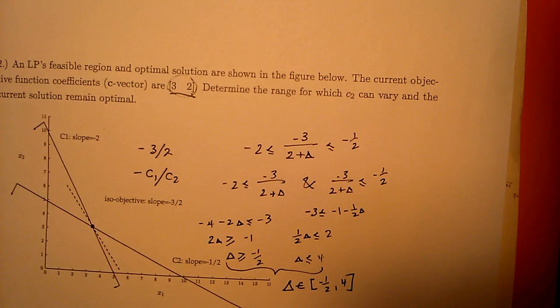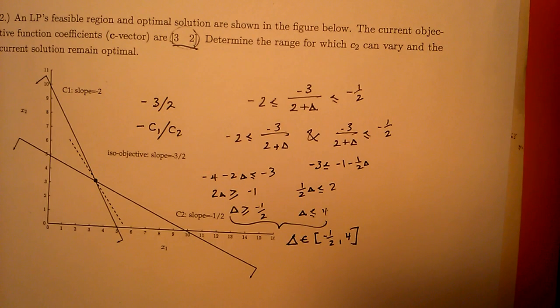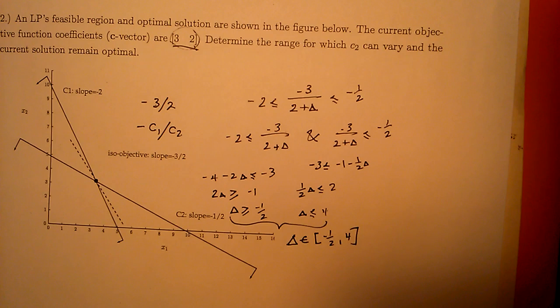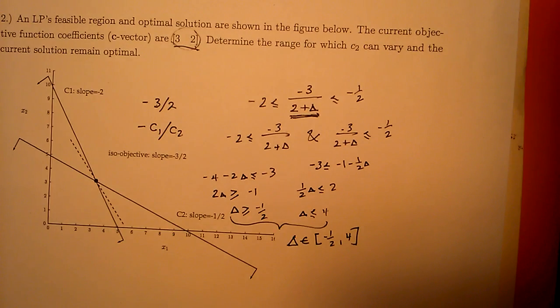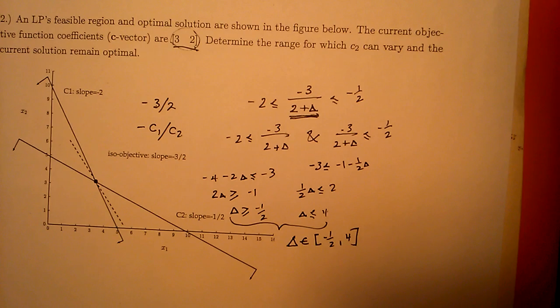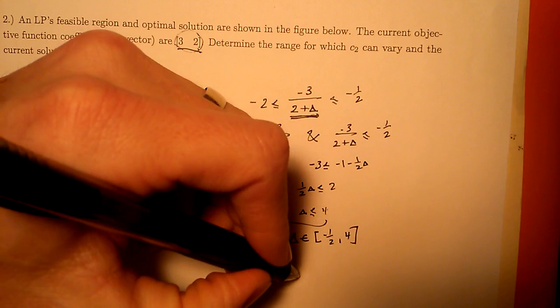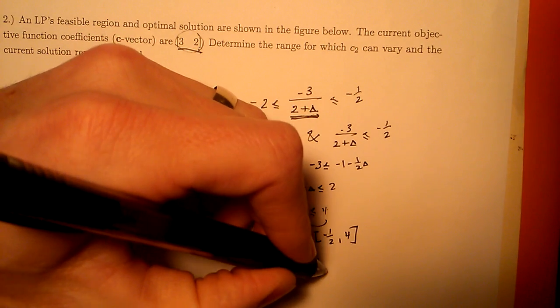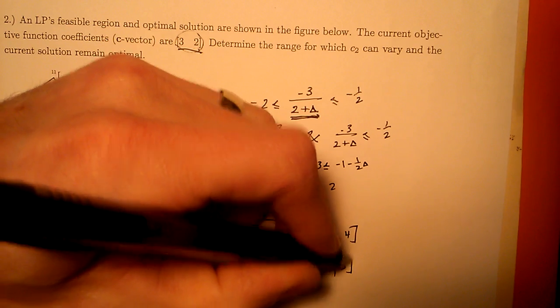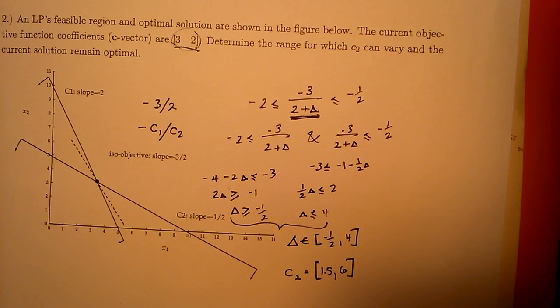Okay. Almost done now. All we need to do is say delta we were measuring as the change in C2. So if the change in C2 can be as little as negative 1/2 or as great as 4, and C2 was originally 2, that means C2 can be in the range of 1.5 to 6. And that's how you would have solved it.